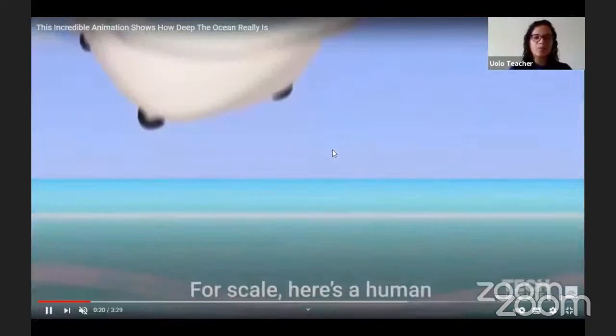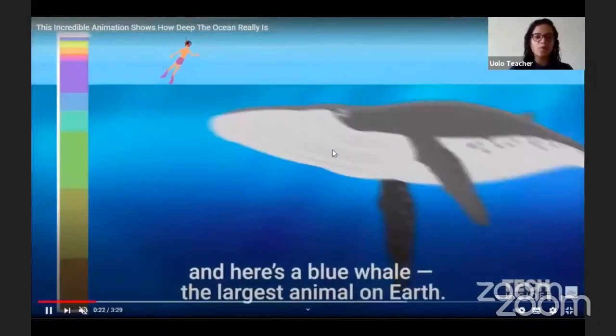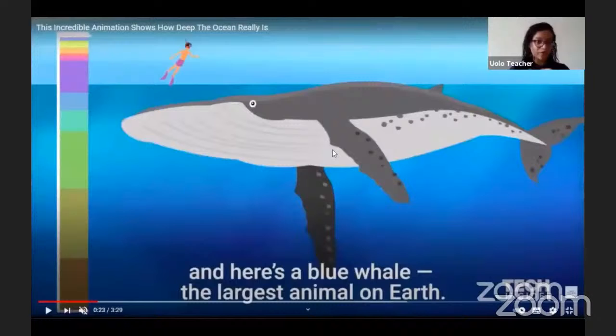Let's understand with the help of a scale. So, here is a man, that is one of us, a human, and you have a blue whale. The blue whale is the largest mammal which is alive. So if we take a human and a blue whale, which is the largest animal on Earth, let's compare it with that scale.